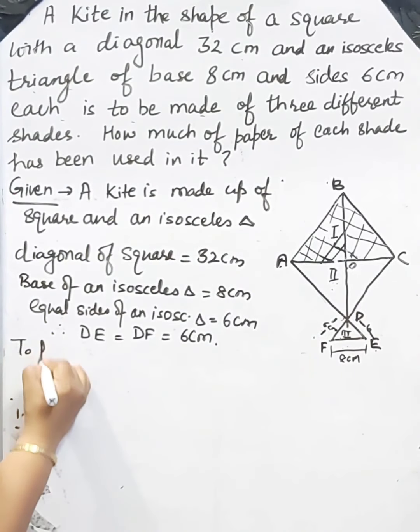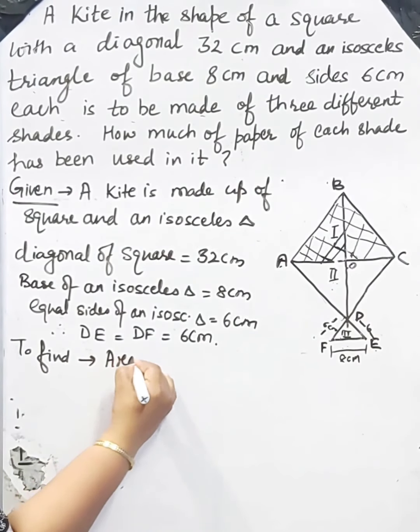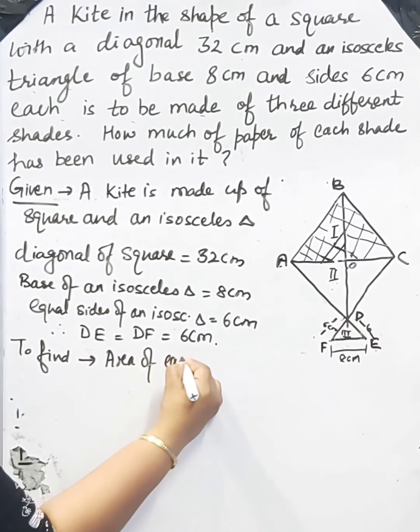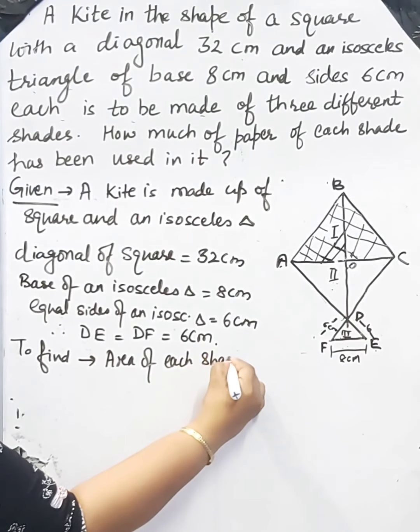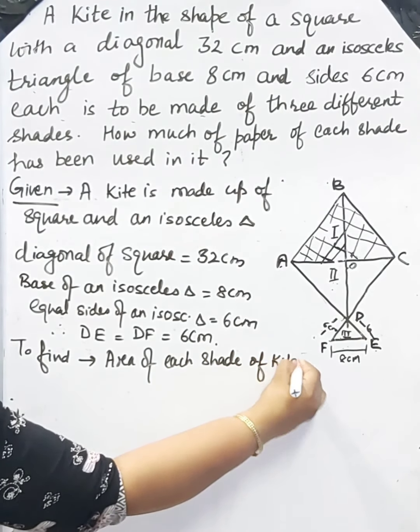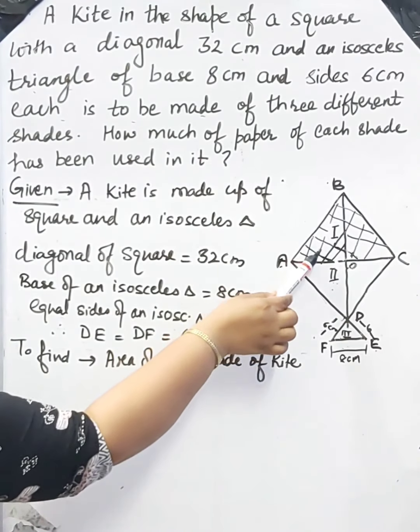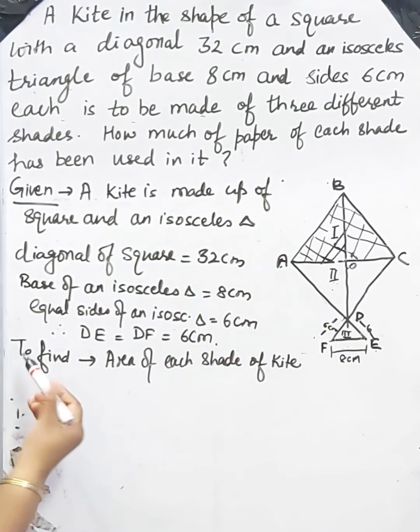Now, to find the area of each shade of the kite, to solve this question, we will use the diagonal property of a square.